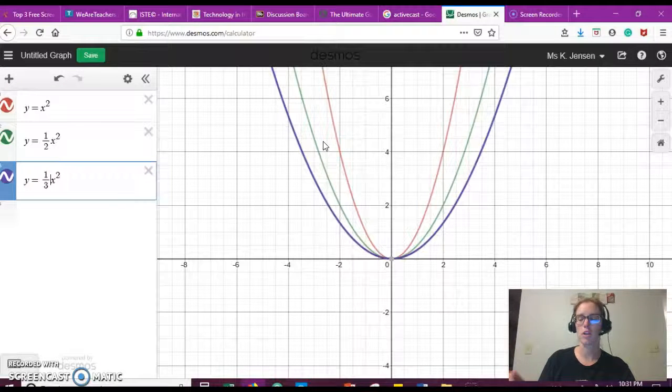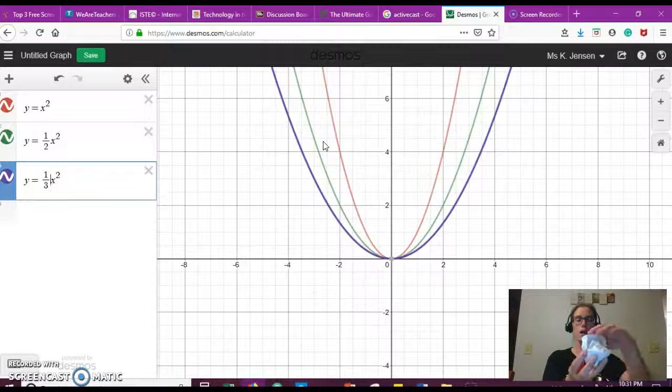Think about what's happening here as we think about vertical stretches and compressions. If we are stretching it, we're taking something, now think of something round here, and we're stretching it out. We're making it longer, and that's what happened to our graph.